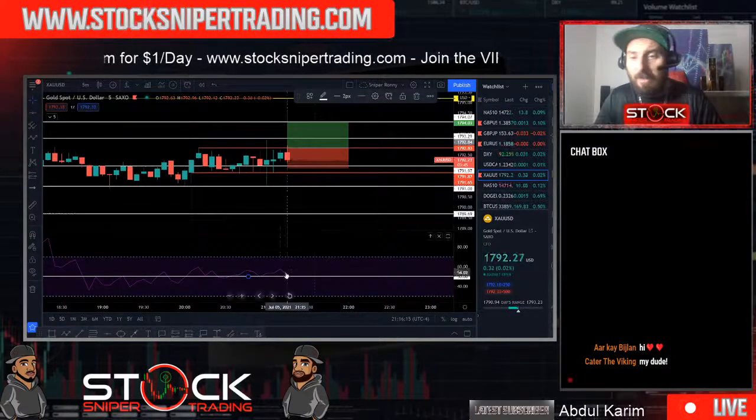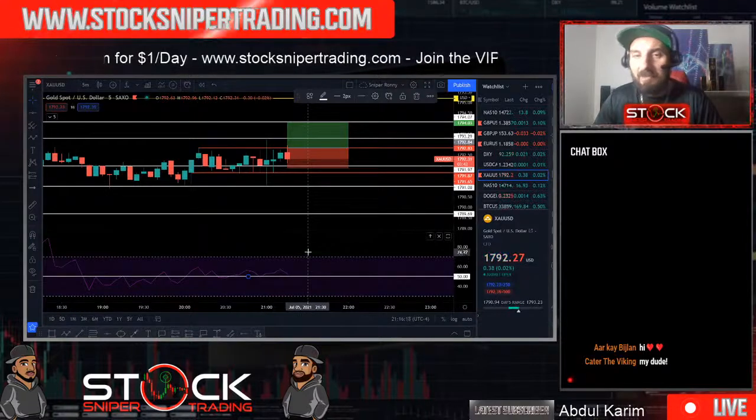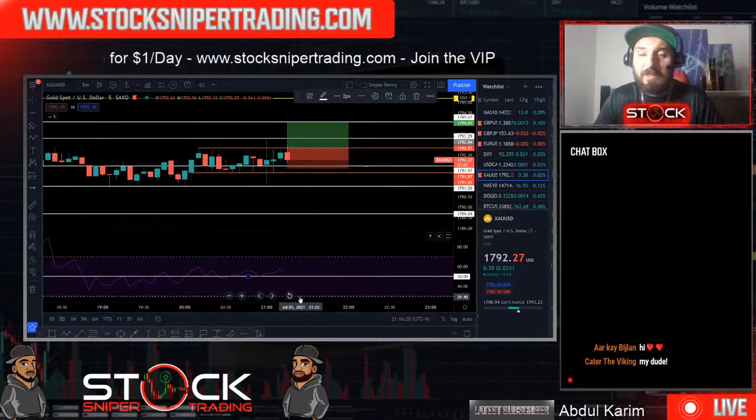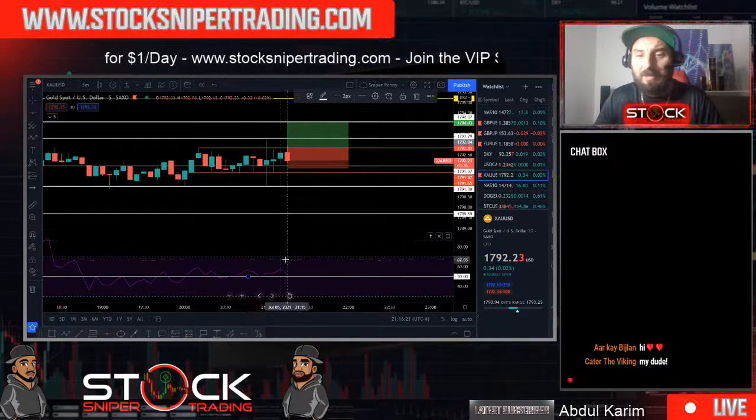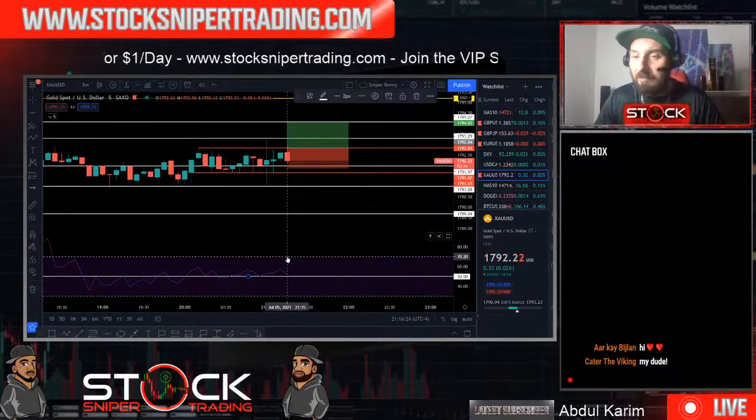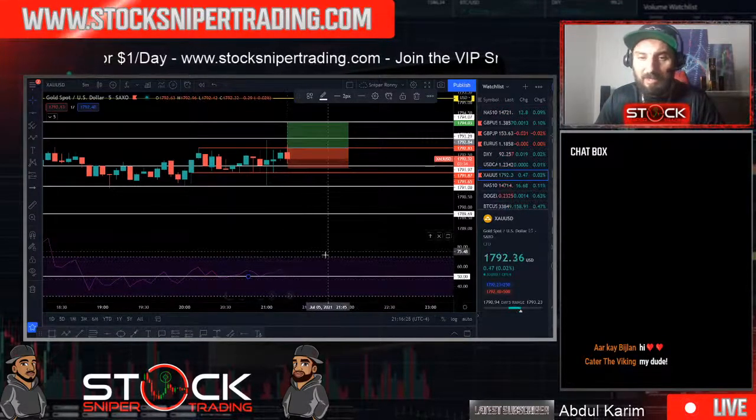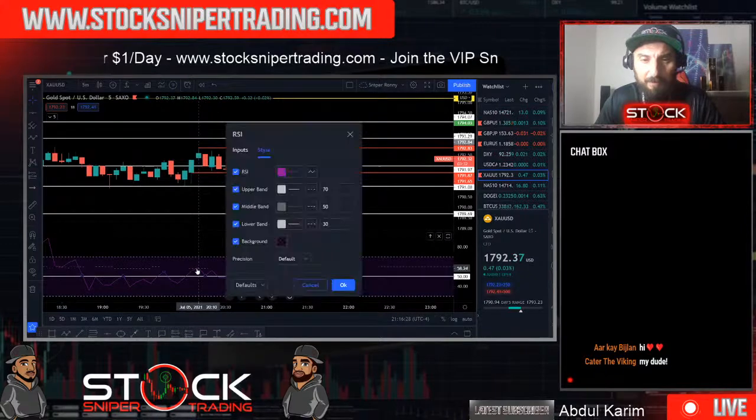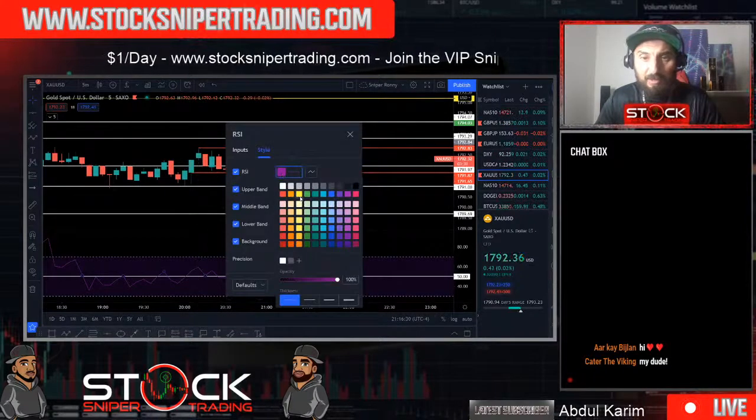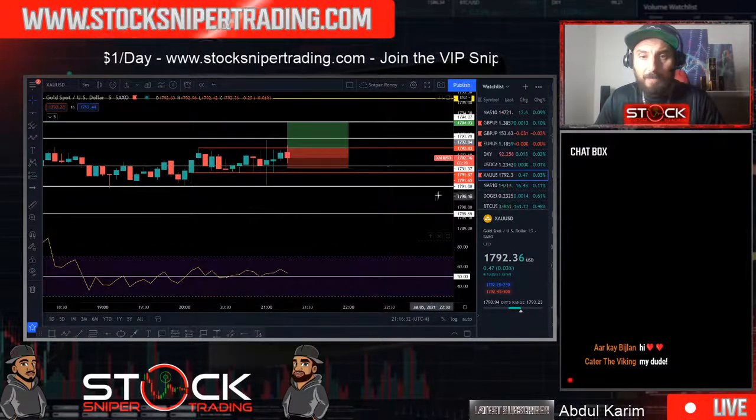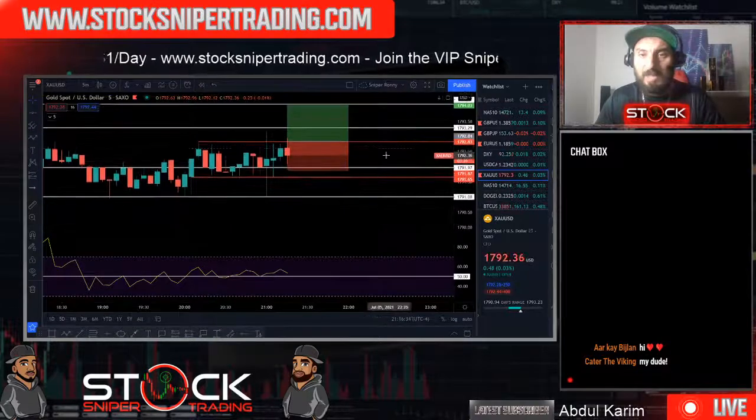So anything above 50 is considered to be bullish. Anything below 50 is considered to be bearish. And then we have our areas of 70 and above are considered to be overbought, and 30 and below are considered to be oversold. Okay. So I'm just going to change the color to yellow. Okay, so what I want to show you is what that impulse candle was, okay?